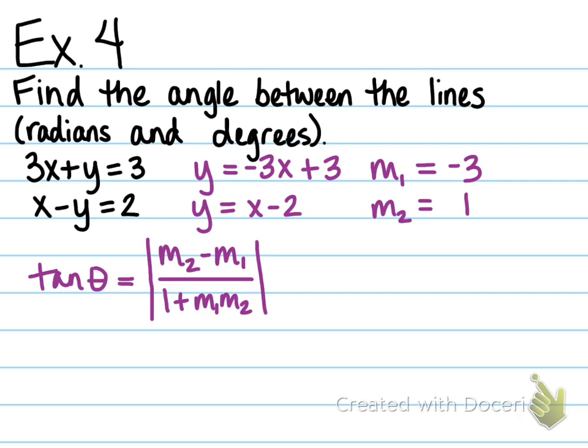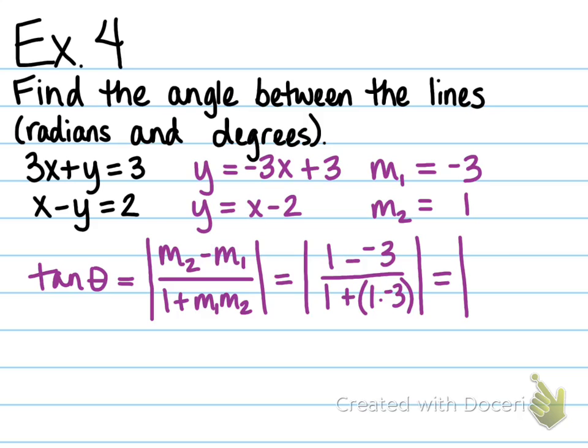Now I'm going to use the formula tangent theta equals m2 minus m1 over 1 plus m1 times m2, and then we take the absolute value of all of that. When I plug in the slopes, I'm going to get 1 minus a negative 3 over 1 plus 1 times negative 3. On the top, I'm going to get a 4. On the bottom, I'm going to get a negative 2. So 4 divided by negative 2 is negative 2. Then I take the absolute value and I'll get a positive 2. So tangent theta equals 2.